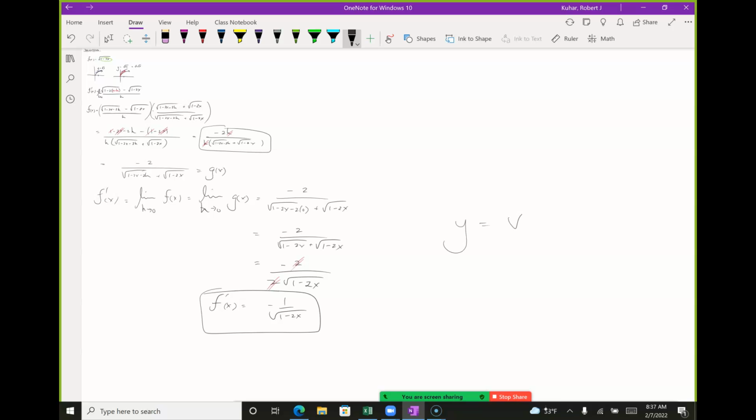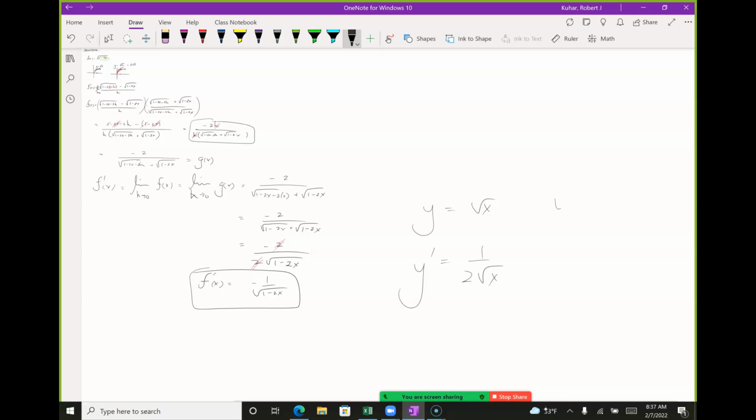So here, let me do this. Let me say y equals square root of x, right? Y prime, we got 1 over 2 square roots of x, right? But on this one, where I have y equals square root of 1 minus 2x, I'm going to get y prime is 1 over 2 square roots of 1 minus 2x times a negative 2. That's my chain rule. I need to multiply by the derivative of the interior function. So it's complicated, but our limit definition will still work.